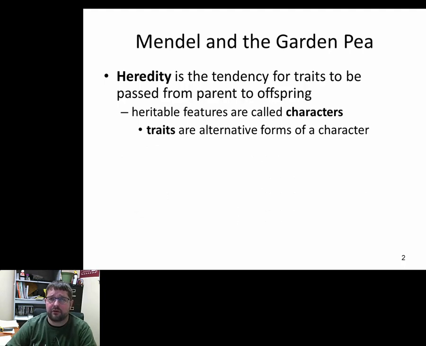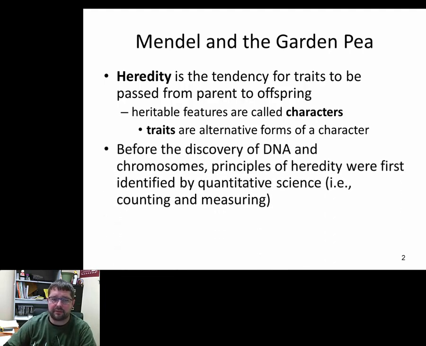So inheriting, or material being passed from parent to offspring, at the time when Mendel was working, he called the heritable features characteristics. And any difference in the characteristic, he called it a trait. Okay? We now know characteristics to be called genes, and the different types of genes or variations within that gene we call alleles. Okay? But nonetheless, Mendel was definitely on the right path.